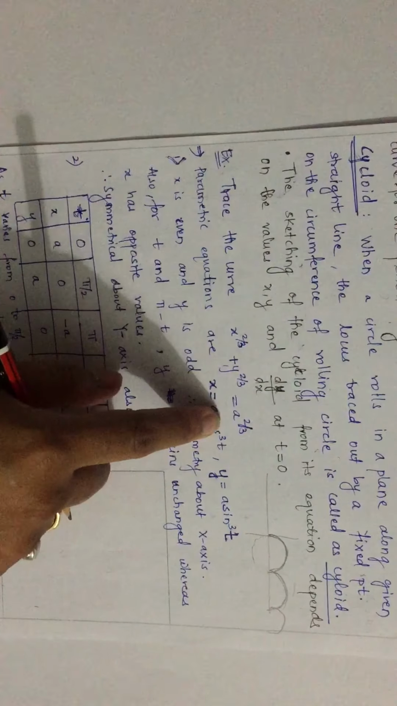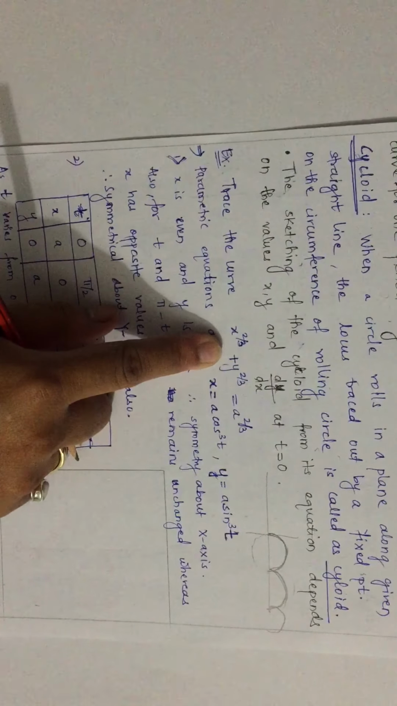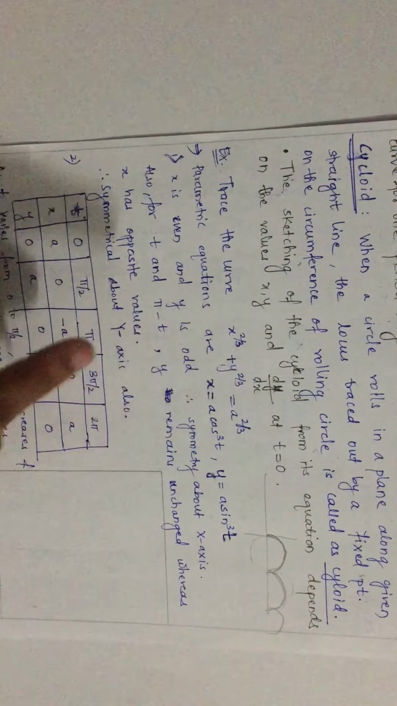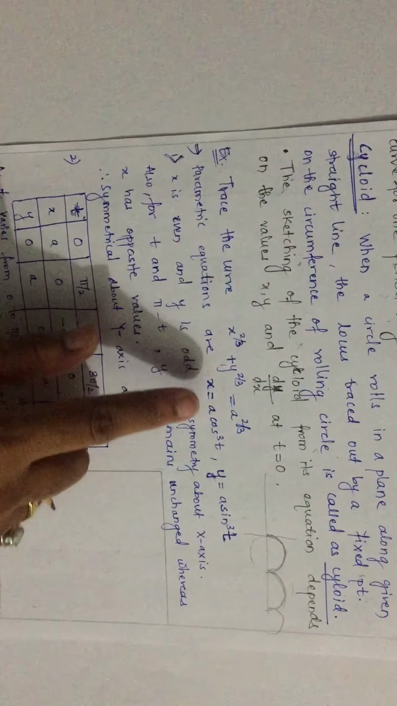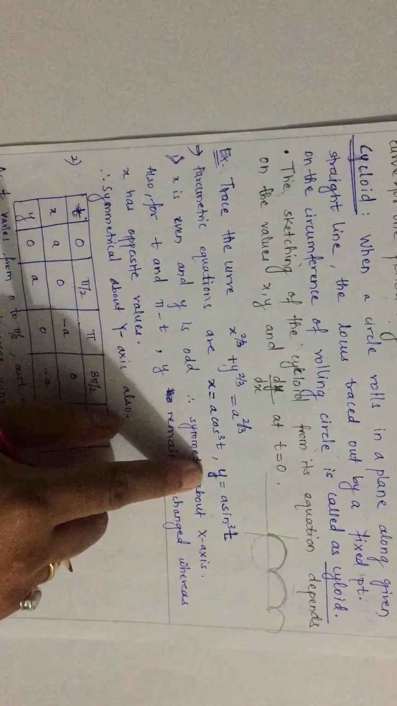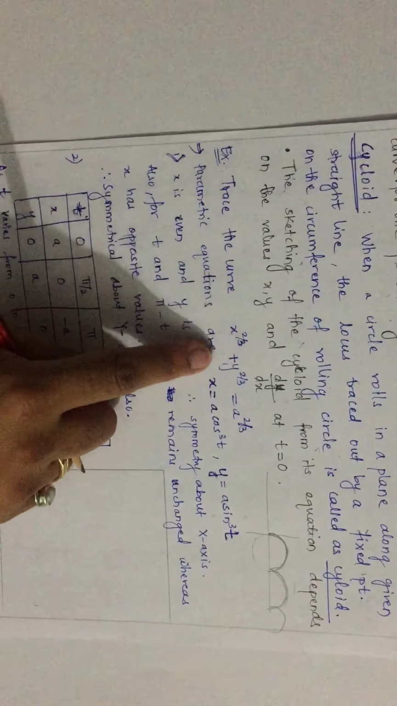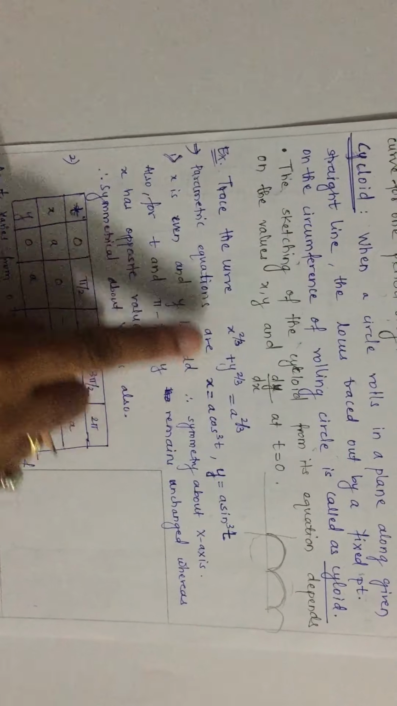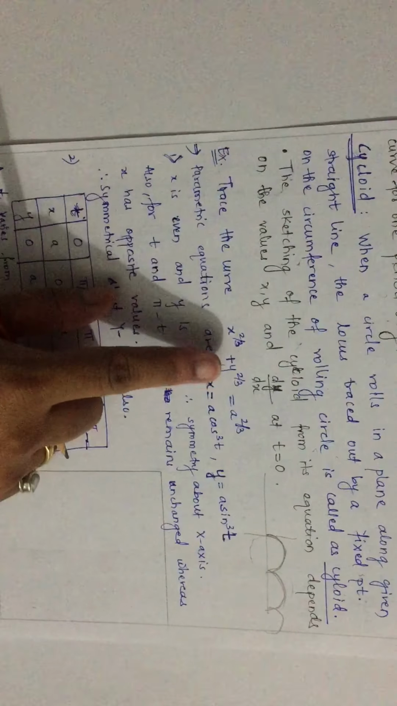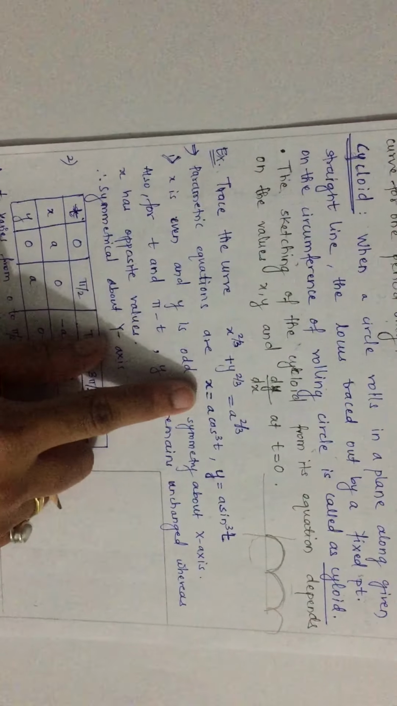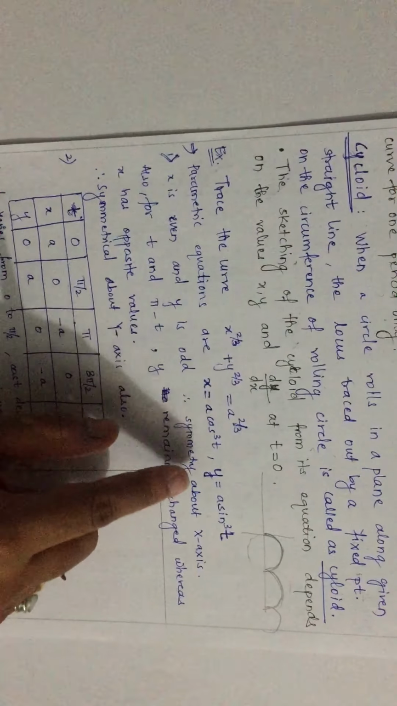t, and we can now write this Cartesian equation as a parametric equation: x equal to a cos cube t, y equal to a sin cube t. If you substitute these two values here, you will see this equation will be satisfied. So the parametric equations for this curve are x equal to a cos cube t, y equal to a sin cube t.